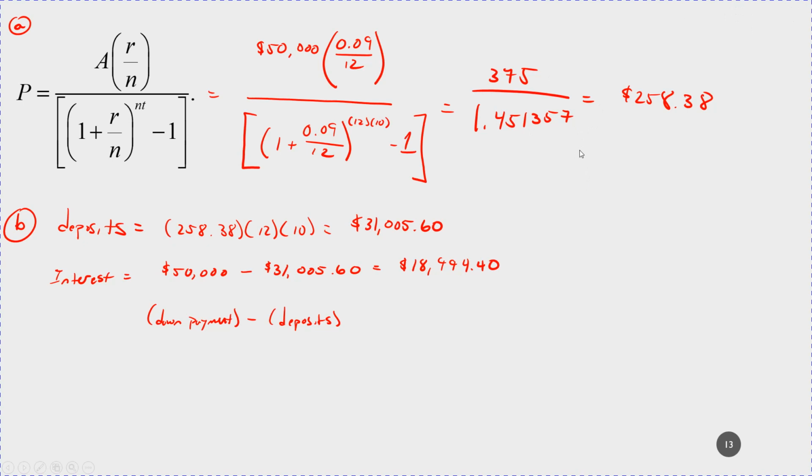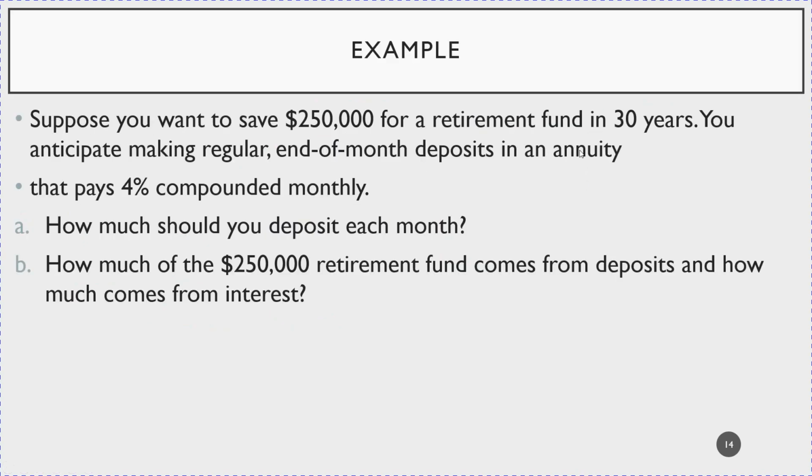All right, let's do another one. Suppose you want to save $250,000 for a retirement fund in 30 years. So you're given A, and you want to save for 30 years. That's your time horizon. You anticipate making regular end-of-month deposits into an annuity that pays 4% compounded monthly. So you have your rate, and it's compounded 12 times per year. Again, it's the same question. How much should you deposit each month?